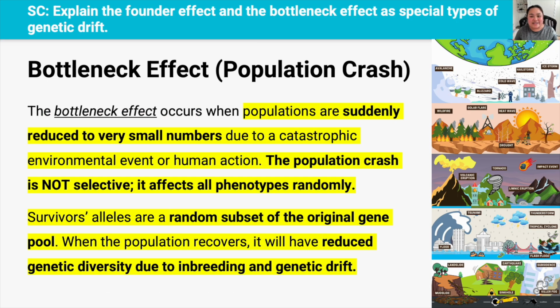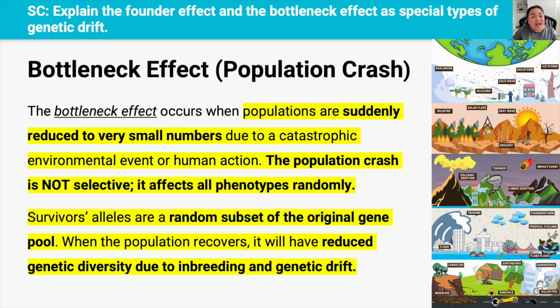The bottleneck effect is the second special type of genetic drift, but this time around it's caused by a population crash. The bottleneck effect occurs when populations are suddenly reduced to very small numbers due to a catastrophic environmental event or human action. In either case, individuals are indiscriminately killed off or removed regardless of their genetic makeup. It's important to understand that the population crash is not selective. It affects all phenotypes randomly. So the survivors' alleles are a random subset of the original gene pool.